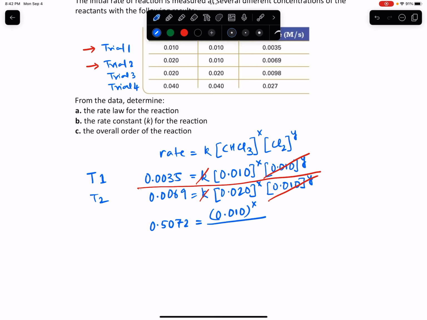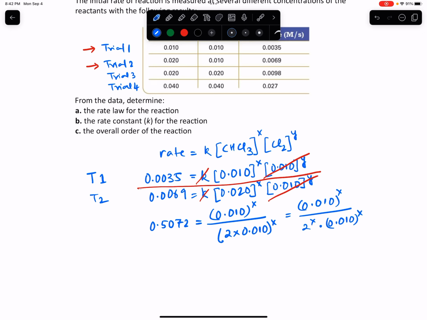And then the bottom term, we're going to factor this, because if you look at the bottom and the top, we can see that if you take this and divide it by 2, you get this. The reason we're going to do that will become very clear in a few minutes. So we're going to do 2 times 0.010 raised to x. Now using the laws of exponents, we're just going to raise both of them to x. So 2 raised to the x times 0.010 raised to x.